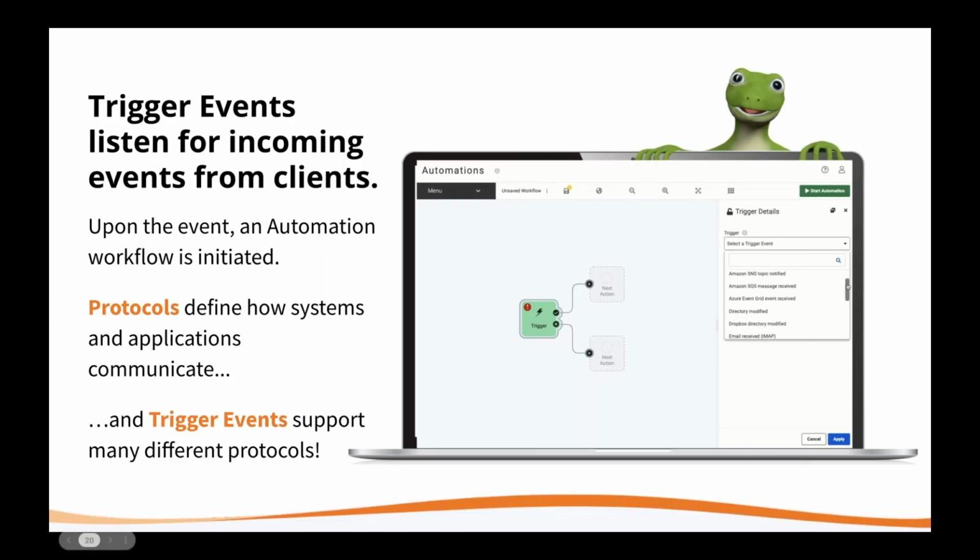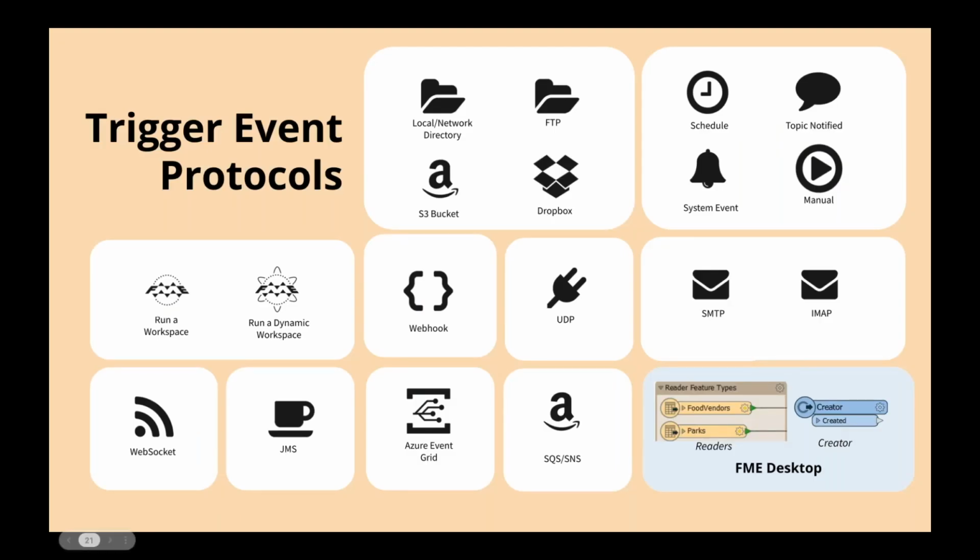The different ways of ordering pizza all represent different protocols in client-server communication, and protocols are just ways that applications can send messages to each other. And each trigger event type represents a different protocol that a client can use to make this request. Here are some of the many different protocols that triggers support, and there are more. So we have cloud services, different types of directories, webhooks, JMS, SQS, schedules.